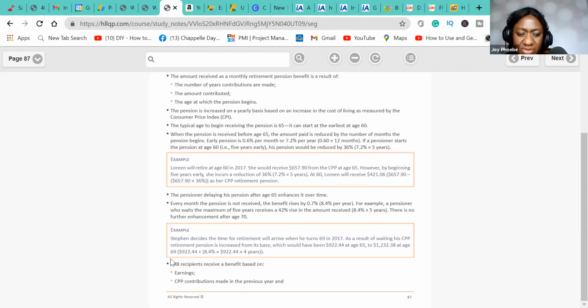The second example says that Stephen decides the time for retirement will arise when he turns 69 in 2017. As a result of waiting, his CPP retirement pension is increased from his base, which would have been 922.44 at age 65 to 1,232.38 at age 69.